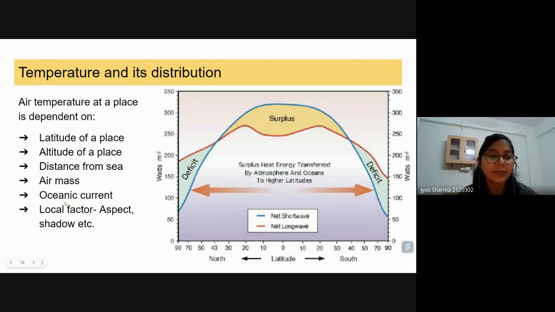Then the oceanic current. There are two types of currents, that is cold current and warm current. If there is a warm current, then obviously the air temperature above it will be warmer. But in the cold current, the air temperature above the cold current will be cooler. So this is very obvious. And we have already talked about the aspect. There is also a local factor: if there is a shadow, our air temperature will depend on this factor as well.